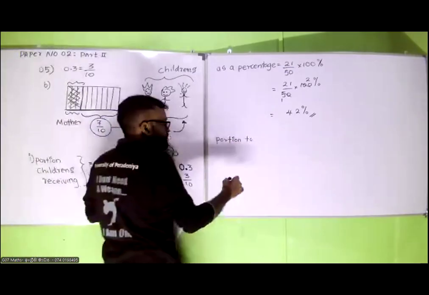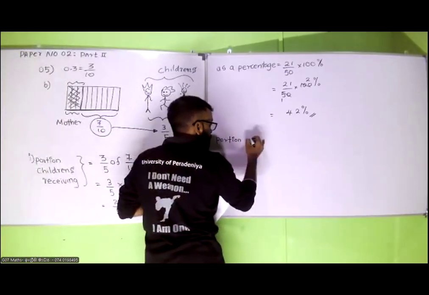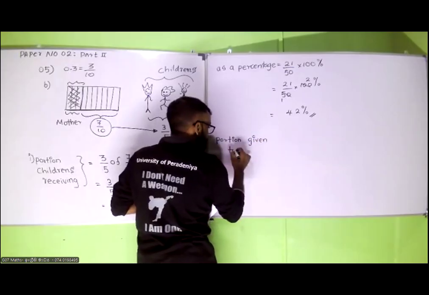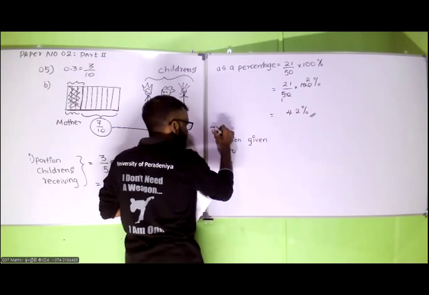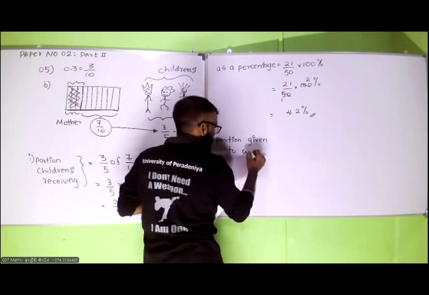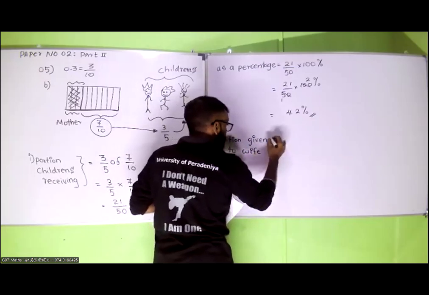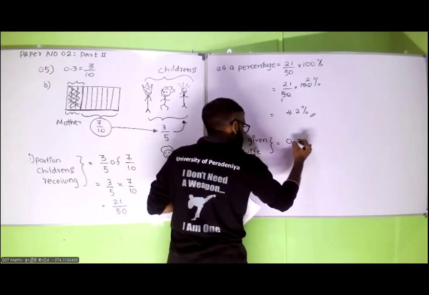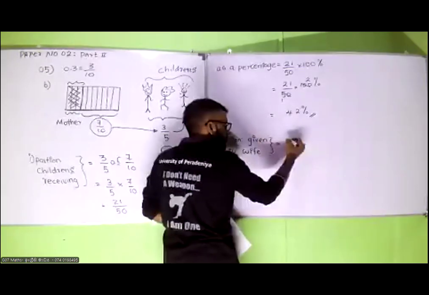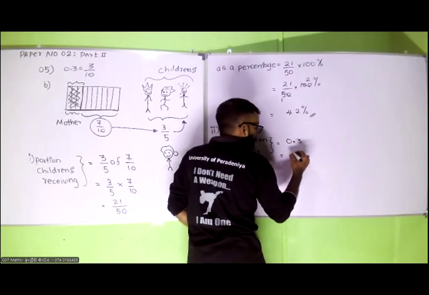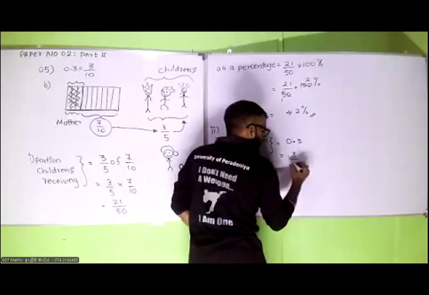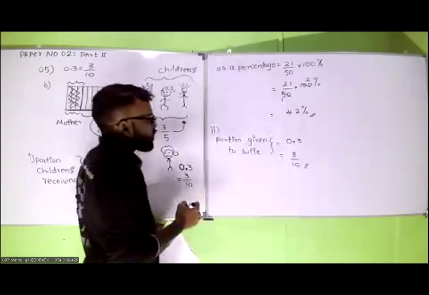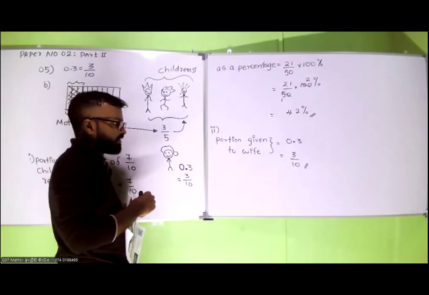So this is the second one. 0.3. So 0.3 can be represented as 3 upon 10, right? That is as a fraction.